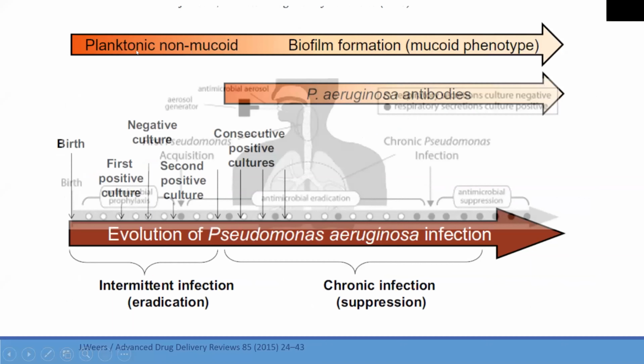So early on, the Pseudomonas is the planktonic or the non-mucoid strain. And in this phase, the infection is usually intermittent and can be eradicated. Later on, the Pseudomonas transfers to a mucoid phenotype with a biofilm formation. And this is a chronic type of infection, and it is almost impossible to eradicate. And the goal would be just to suppress the infection.